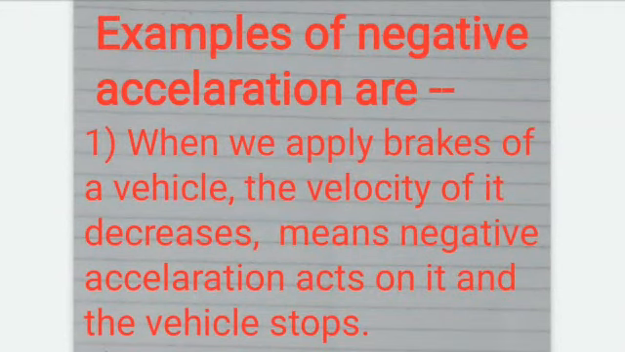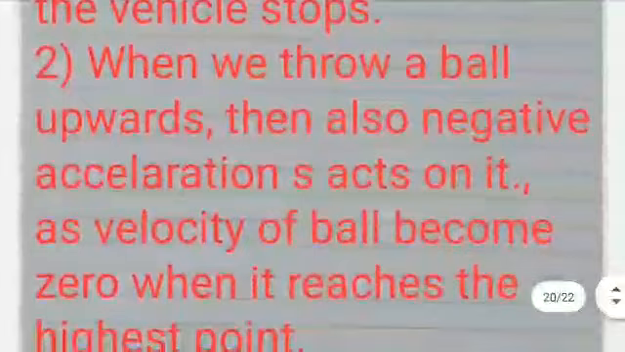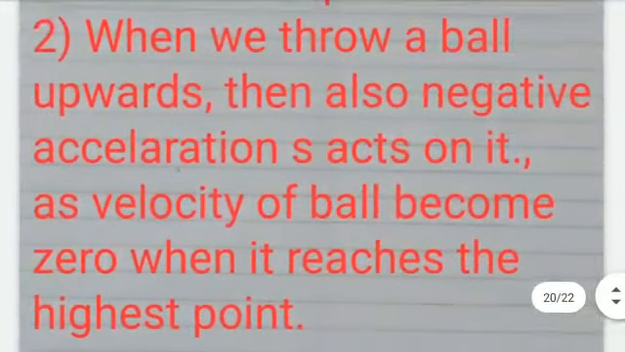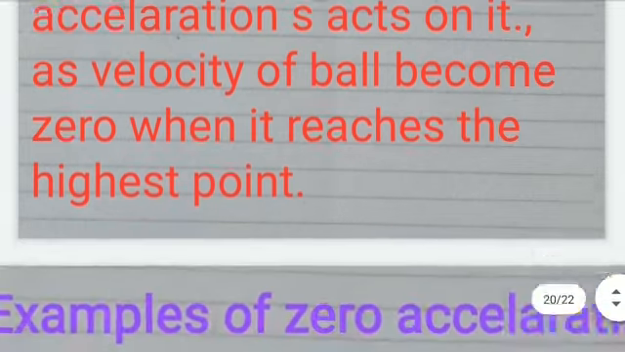Let us see now the examples of negative acceleration. First example, when we apply brakes of a vehicle, the velocity of it decreases. Means negative acceleration acts on it and the vehicle stops. Another example, when we throw a ball upwards, then also negative acceleration acts on it, as the velocity of the ball becomes zero when it reaches the highest point. This is the example of negative acceleration.